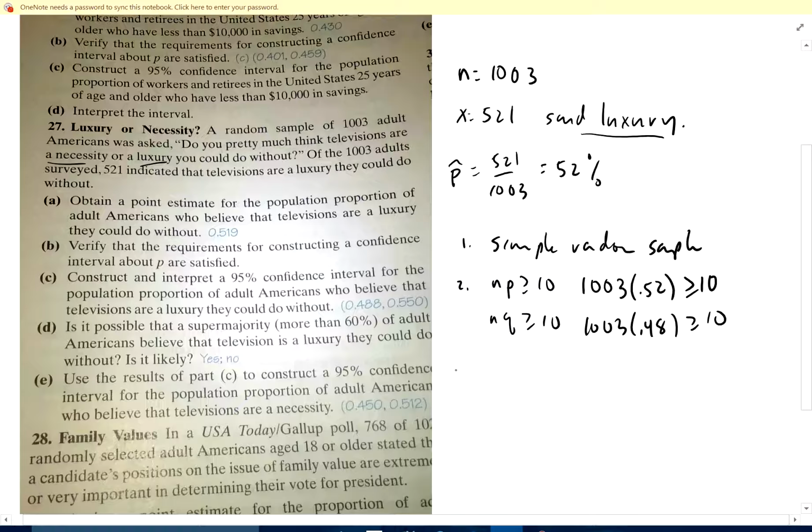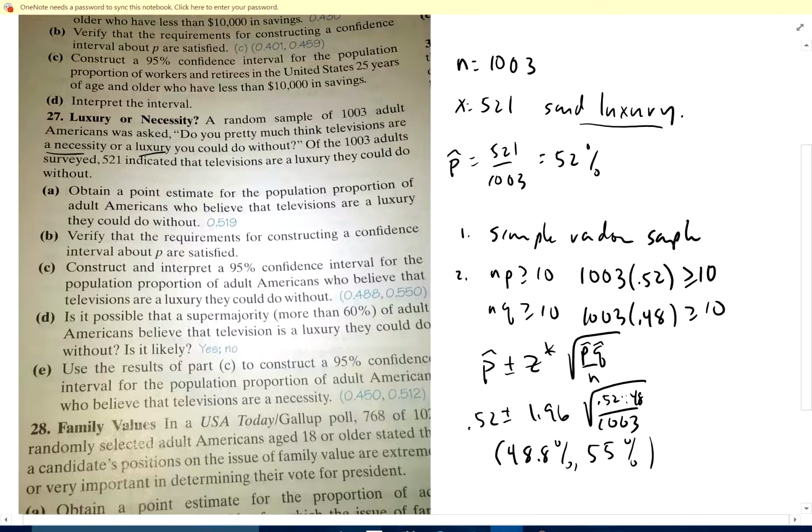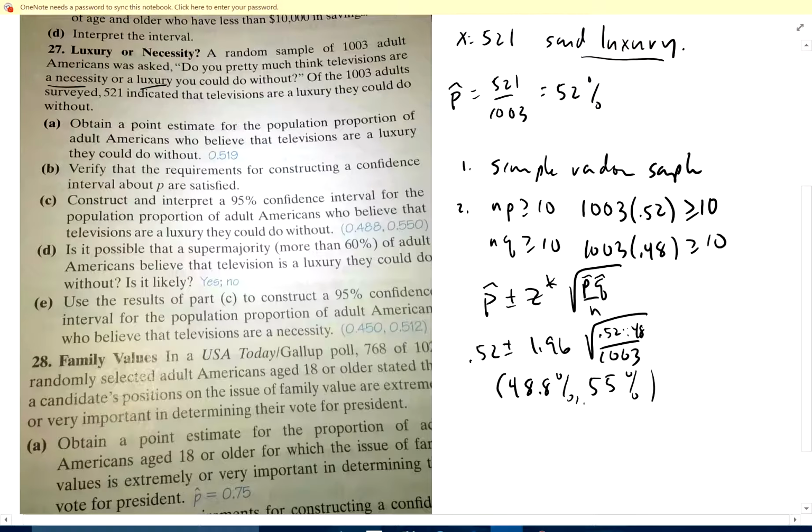And C, construct and interpret a 95% confidence interval. Okay, so that's going to be p hat plus or minus z star times the square root. So I expect you to fill in the numbers. 95% is 1.96, and then we got 0.52 times 0.48 over n, and if you do that in your calculator, you get 48.8% to 55% of the population. That's the interval that we think the true population proportion lies in, that think TV is a luxury.